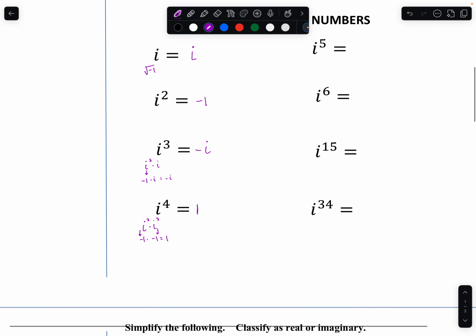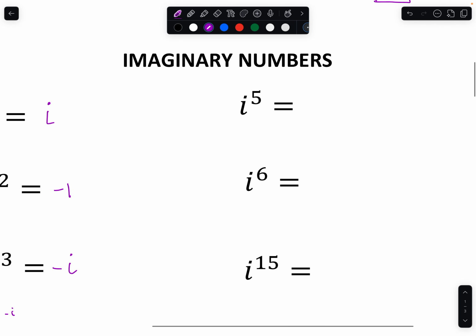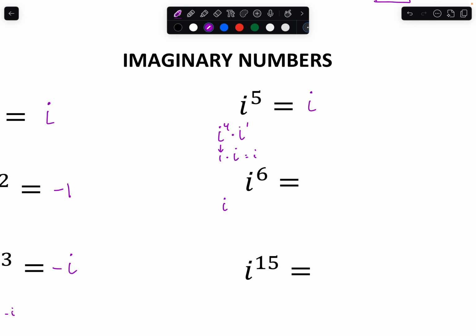Now what happens with i to the 5th? i to the 5th would be i to the 4th times i to the 1st. So I want to break it into how many sets of i to the 4th can I have, because i to the 4th is equal to 1, and then 1 times i is just i. All right, i to the 6th can be written as i to the 4th times i squared. i to the 4th is just 1, and then 1 times i squared.